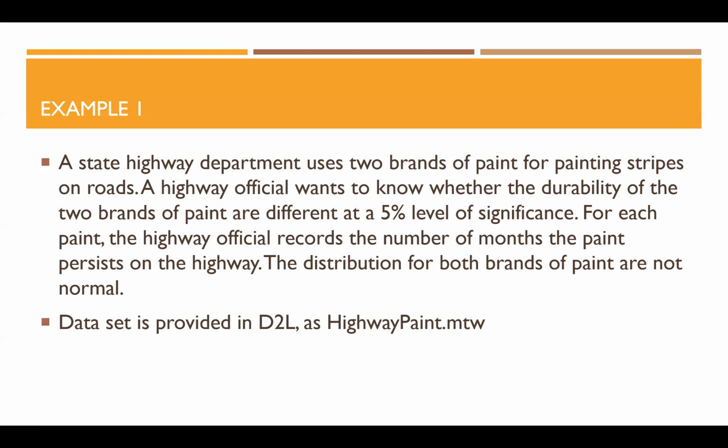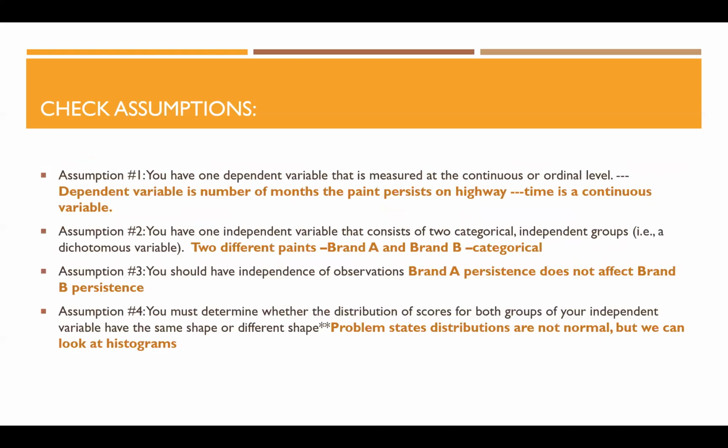I want to walk through the assumptions to help you see what the assumptions are, and again, recognizing what this is. Okay, so assumption 1 is you have one dependent variable that is measured at the continuous or ordinal level. So in this problem, my dependent variable is the number of months that the paint persists. That's what I want to know about. Time is a continuous variable, so it's at the continuous level.